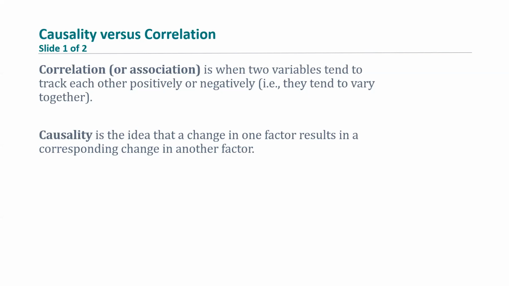Causality is the idea that a change in one factor results in a corresponding change in another factor. Causality exists when we can prove that a change in one factor does cause this change in the other factor. Remember that correlation doesn't mean causation.